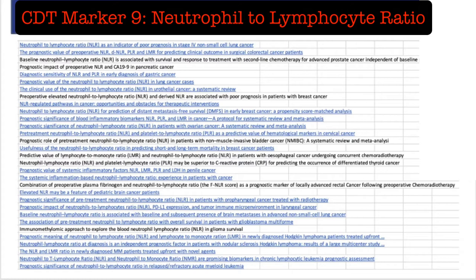So I'm not finding it very, oh yeah. Elevated neutrophil to lymphocyte may be a feature of pediatric brain cancer patients. So there's sort of like no limit to the predictability of this particular marker.